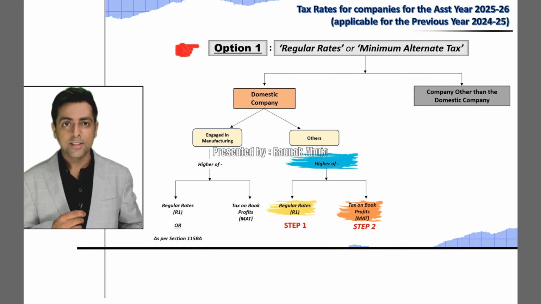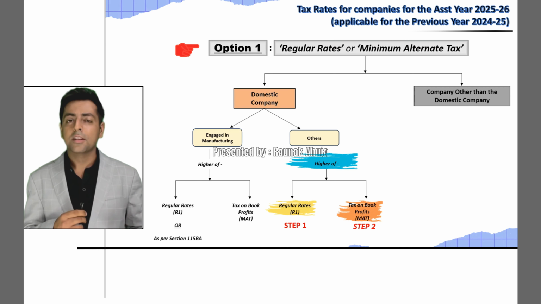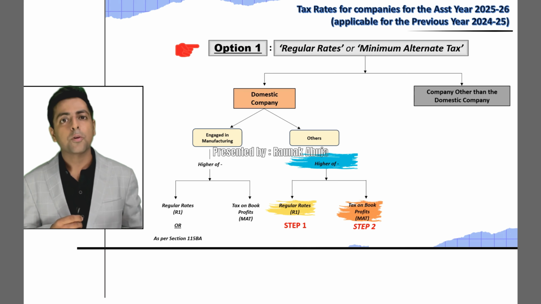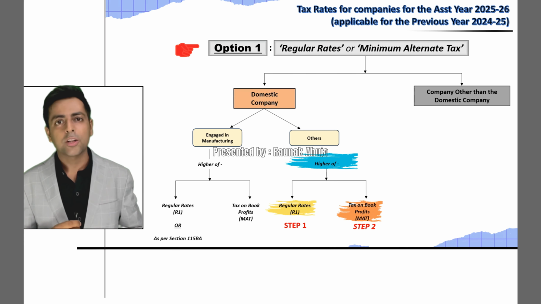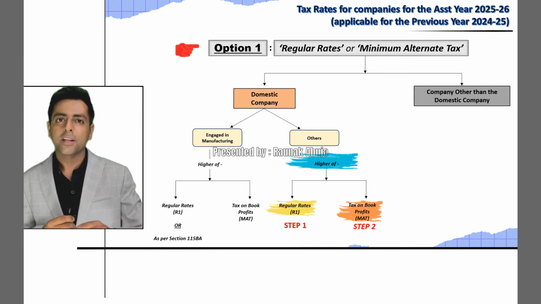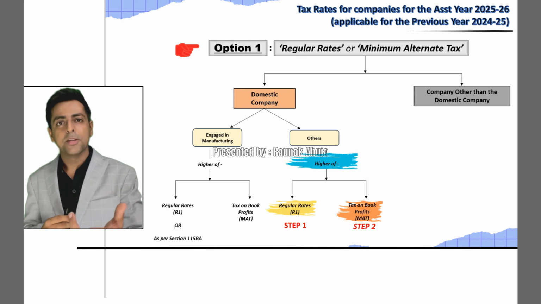The only difference that you can see in the manner of calculation of taxes is that the domestic companies which are engaged in manufacturing have an additional option to choose from rates that are provided under section 115BA. This option is not available to companies that are not engaged in manufacturing. This is the only difference between the two. Rest, everything remains the same.